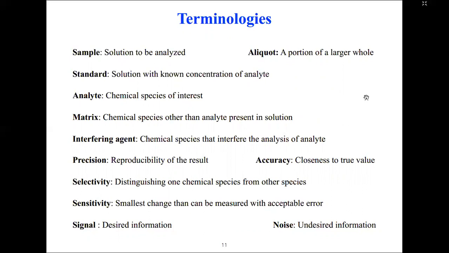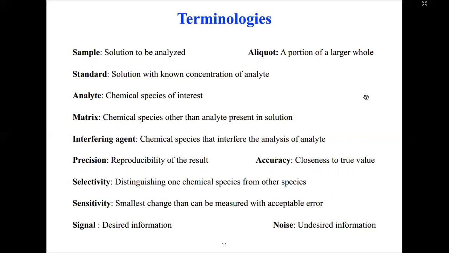Suppose you have a glass of water that you want to analyze. Then that is the sample. From the glass of water, you might just take 20 milliliters. That will be your aliquot of the sample. The standard is the solution with a known concentration of analyte. And the analyte is the chemical species of interest. For example, in a water sample, if you want to analyze the concentration of sodium, then sodium is your analyte. If you want to analyze the concentration of potassium in the water, then potassium is your analyte.